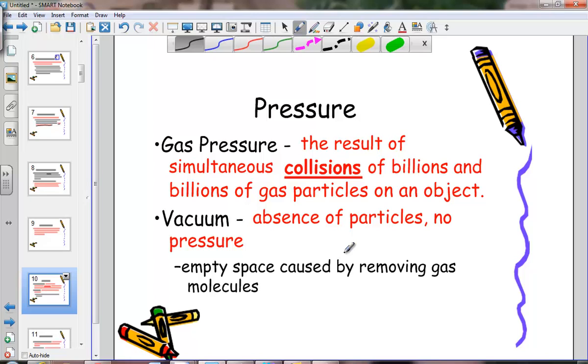Do you know right now you're experiencing air pressure? Why don't we feel it? Why don't we feel the billions and billions of air molecules colliding against us right now?